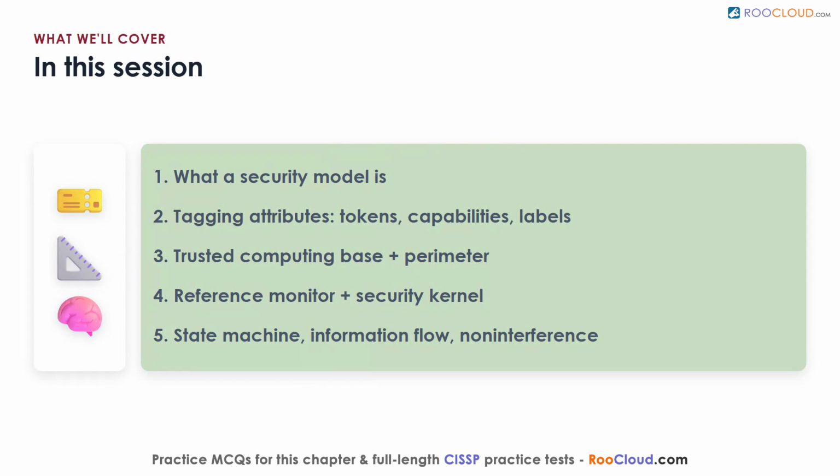We'll answer several questions. What is a security model, and why do we need one? How do we tag an object's security attributes? What is the trusted computing base, and where is its boundary? What is a reference monitor, and how does the security kernel enforce it? What is the state machine model? How does the information flow model work, and how does non-interference stop hidden leaks?